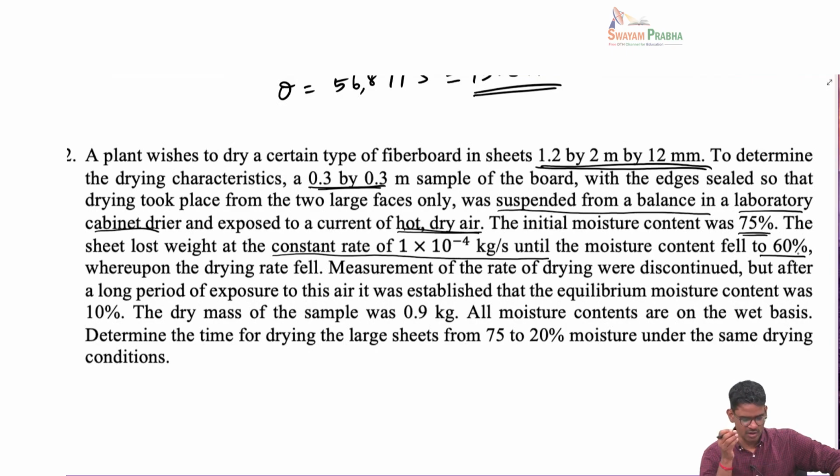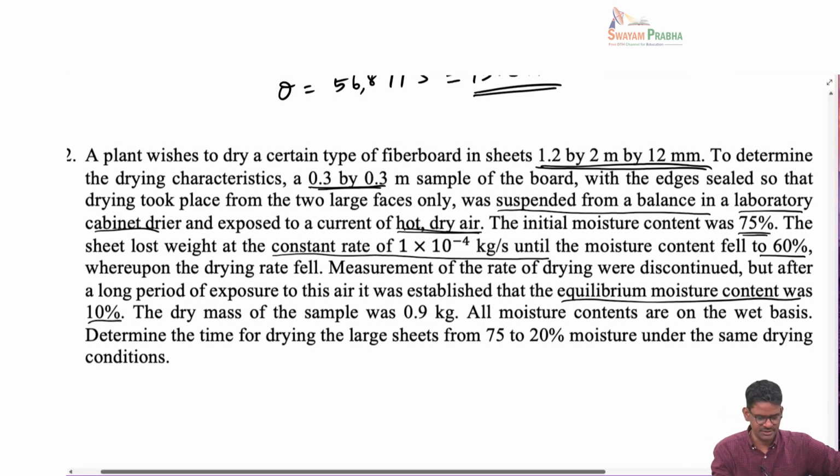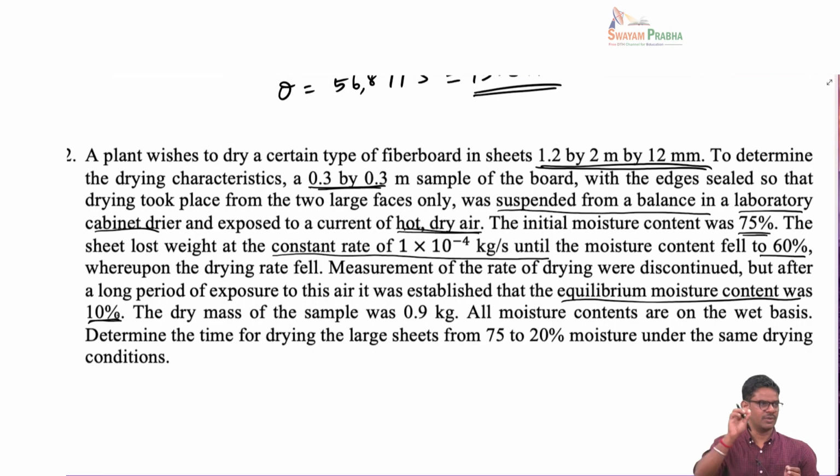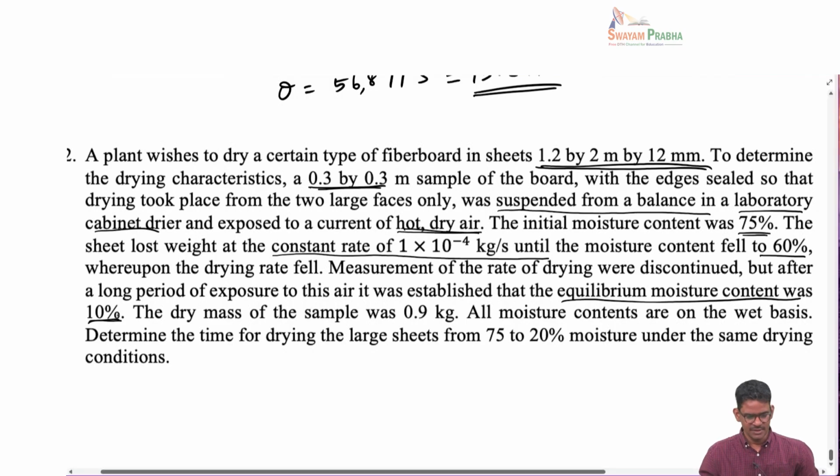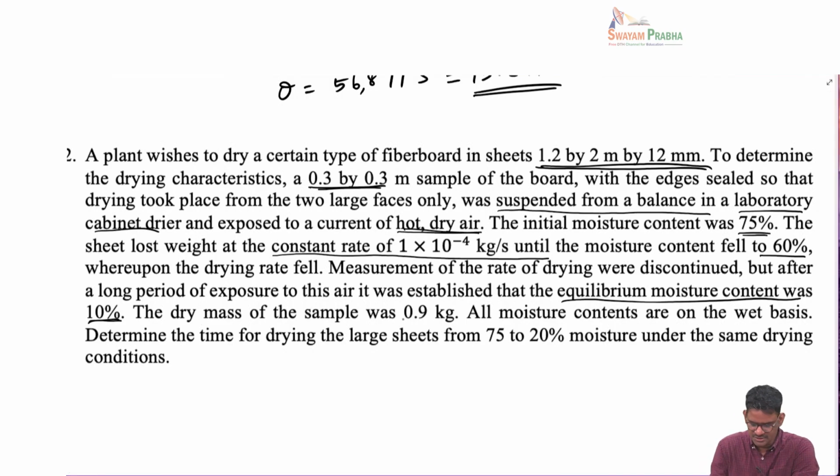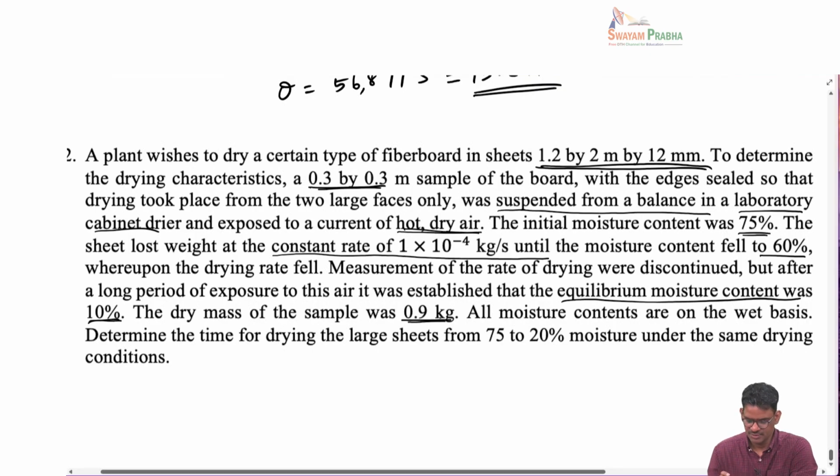But after a long period of exposure to this air, it was established that the equilibrium moisture content was 10%. So we don't have any data between the critical moisture content and X star. We know the critical moisture content, we know the equilibrium moisture content, but in between we don't have data. That falling rate, we don't have that information. And then the dry mass of the sample is 0.9 kilogram. All moisture contents are wet basis. Like I said, sometimes it is specifically mentioned; if not mentioned, you consider it wet basis.